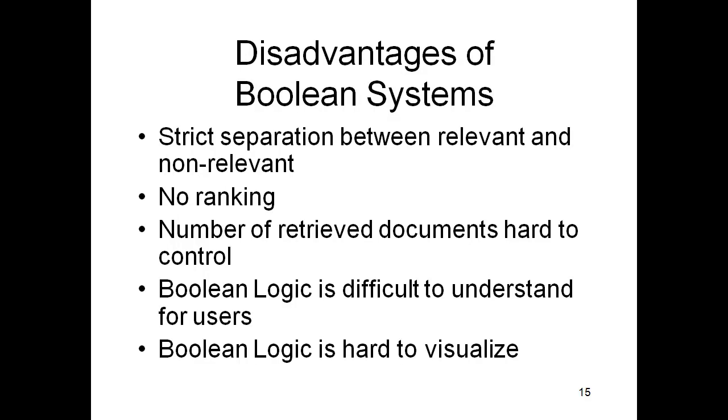The disadvantages of Boolean logic are quite straightforward. I think that was also already mentioned in the introduction class. There is a strict separation between relevant and non-relevant. There is no in-between. There is no "it could be interesting, but maybe not really"; it's either one or the other. Then there is basically no ranking. We don't know which of the documents in the set should be on position 1. There is no information on that.